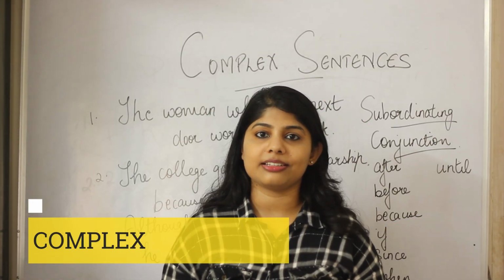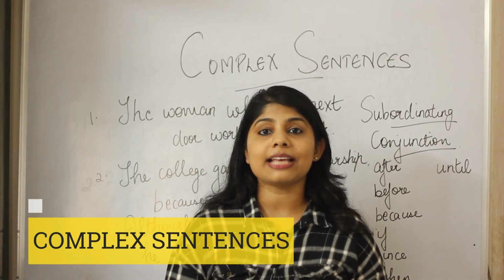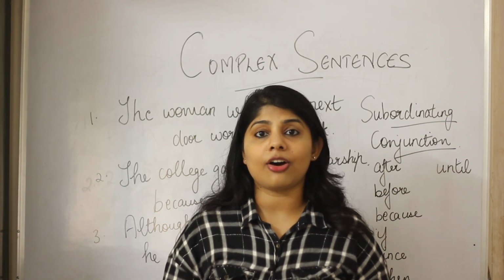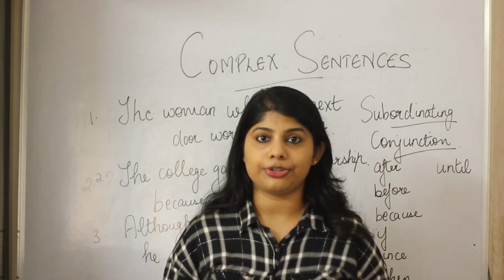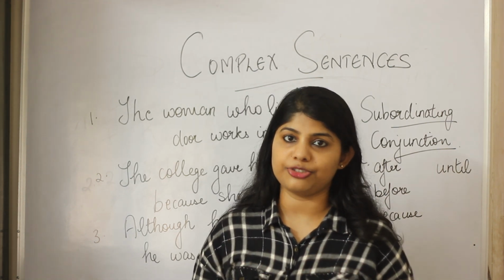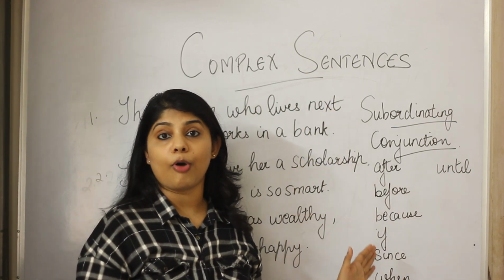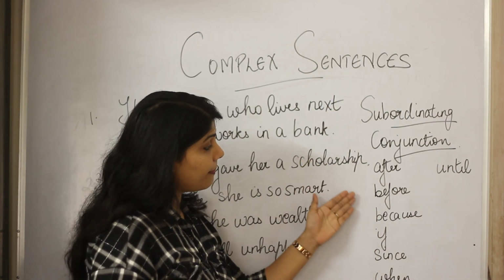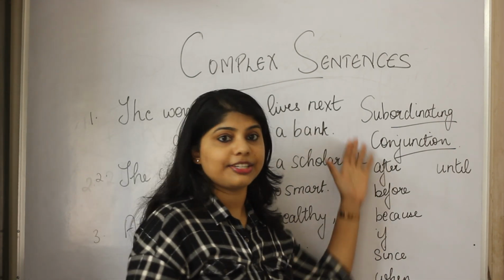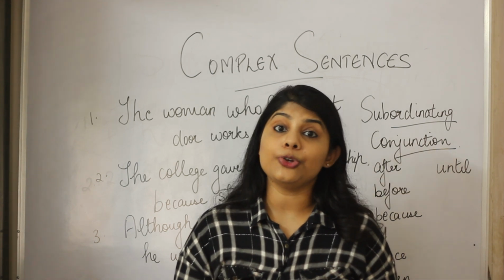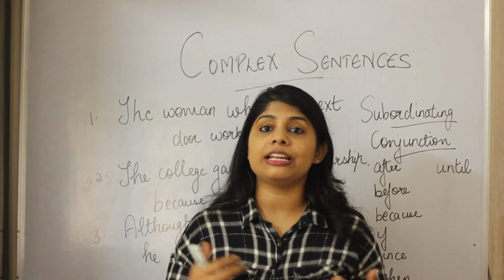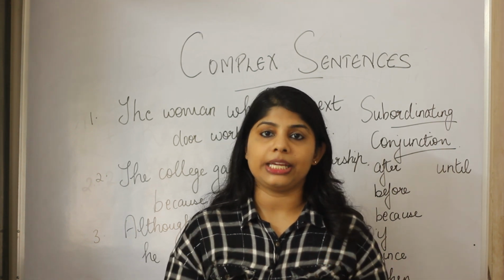The next type of sentence is a complex sentence. A complex sentence combines an independent clause and a dependent clause. The dependent clause is used to provide additional information and is combined to the independent clause with the help of a subordinating conjunction. Now here is a list of the subordinating conjunctions: after, before, because, if, since, when and until. I have listed down a few. It is necessary that you know that the dependent clause cannot stand alone. It needs to be combined with the independent clause to give it a full meaning.